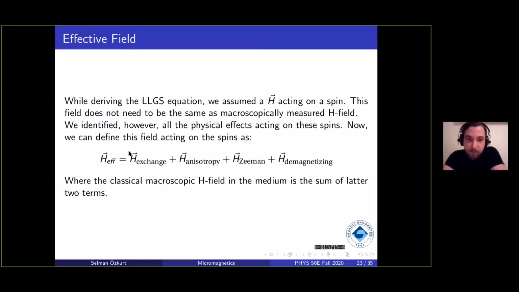So there's an effective field caused by the exchange interaction, which is many orders of magnitude higher than any magnetic field we'll encounter. And then there is one from anisotropy, and another one from the demagnetizing field. We sum them up and get what we call H effective. And this is the H that is going to be used in every iteration of the LLGS equation in micromagnetics.